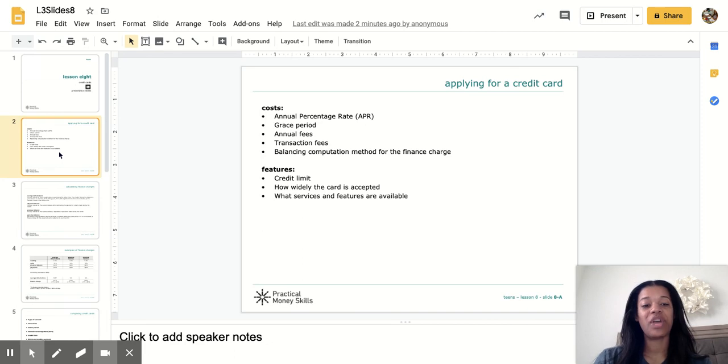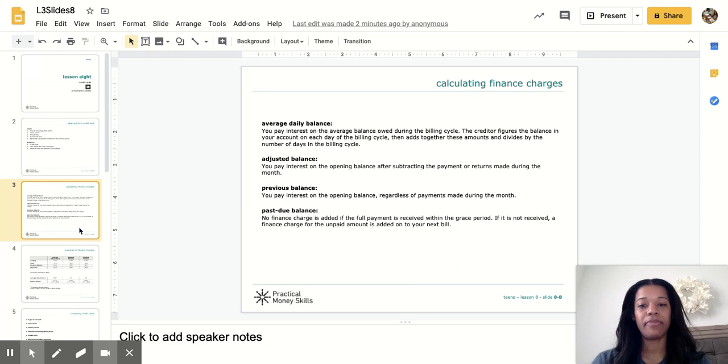And then features, you have your credit limit, right? So maybe the limit is $5,000. So you can use up to that amount and then you can't go over that. How widely is the card accepted? You would want a card like I have a Capital One travel card because at the time I applied, I was traveling to different countries frequently, and I was tired of calling my bank asking for approval, right? So what services and features are available?